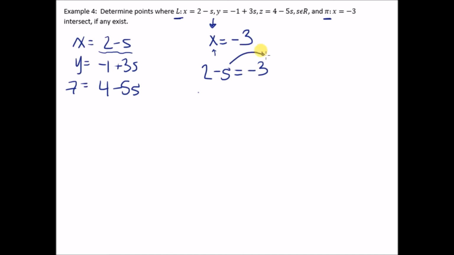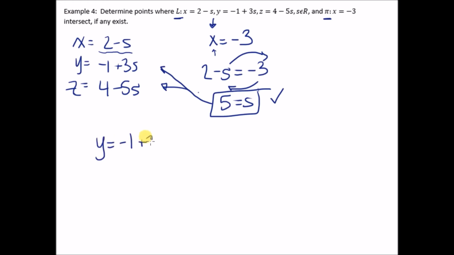I'm going to bring this s over, bring that 3 over. I get 5 equals s. This we know for sure because we equated x equals x, two expressions that are equivalent to x. Now all we want to do is substitute that 5 into the y and substitute that 5 into the z to find the other two coordinates.